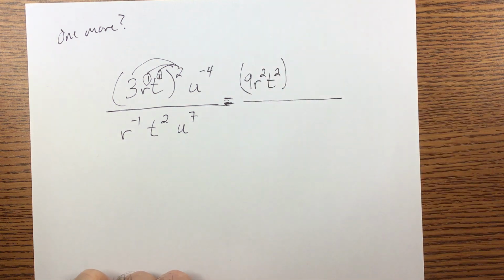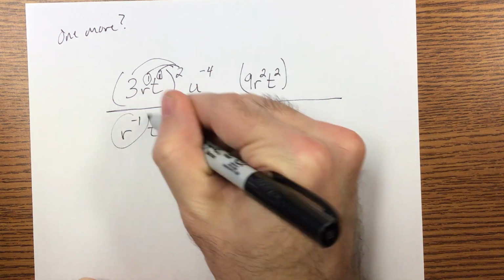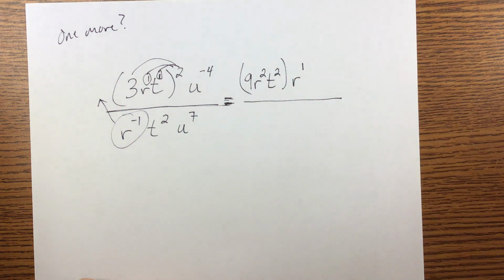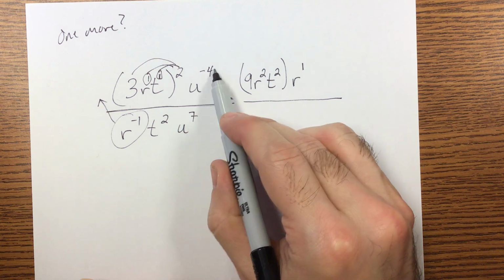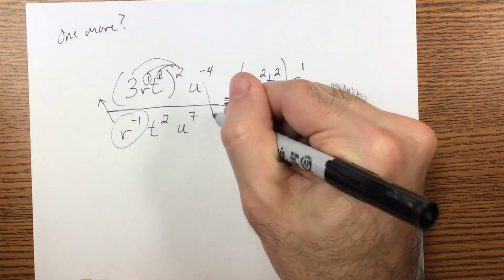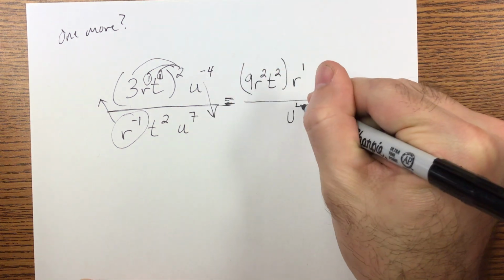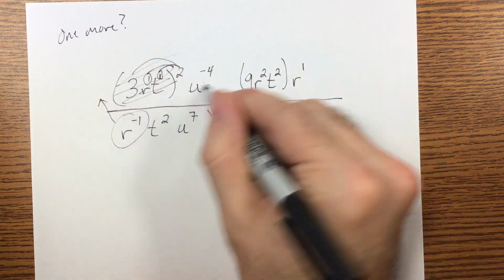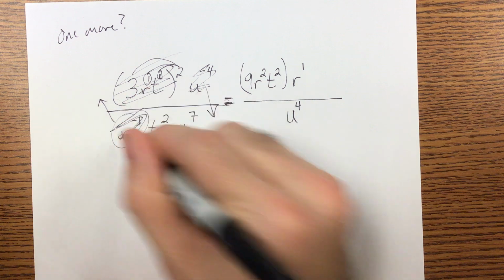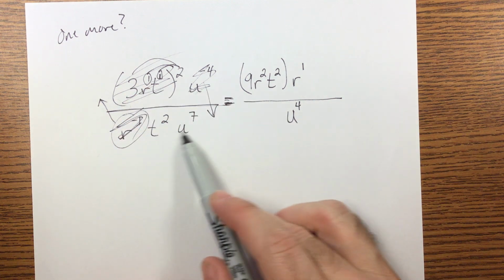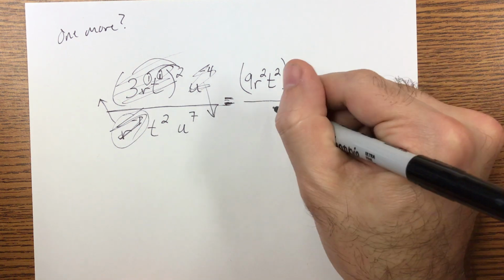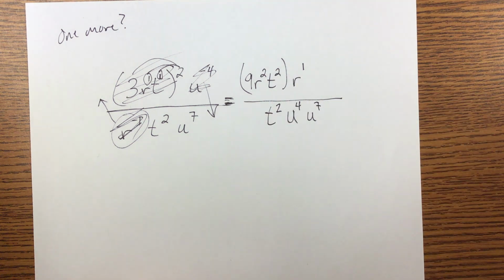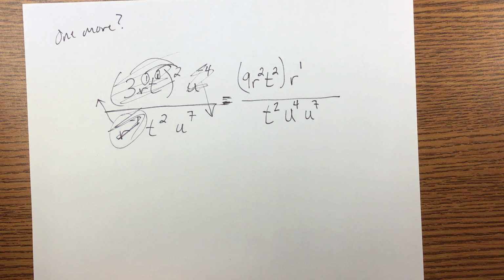What else do you want to fix in this step? Do you want to go ahead and fix this r to the first by moving it to the top? Sure, I'll put that r to the first there. How about this u to the negative fourth? Can we go ahead and fix that by moving that down? Yeah, u to the positive fourth now. Okay, stay organized. So we've done that. We've done that. We've done that. Do we need to fix either of these? I don't think so. I'm going to put that t to the second here and that u to the seventh here. Okay, so we did just a little bit of each.